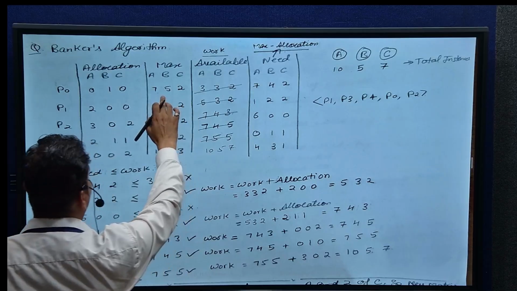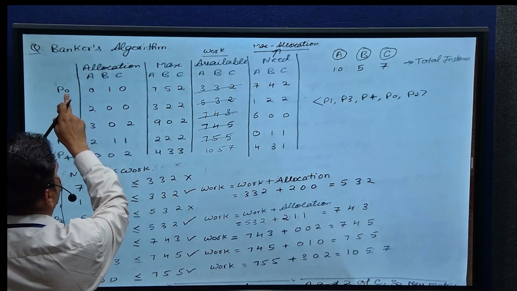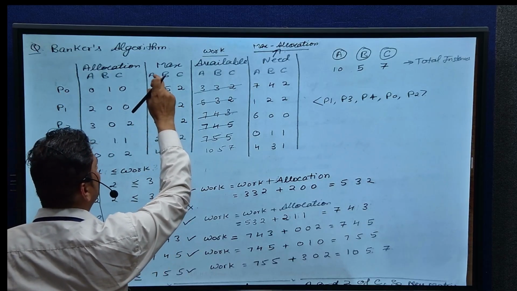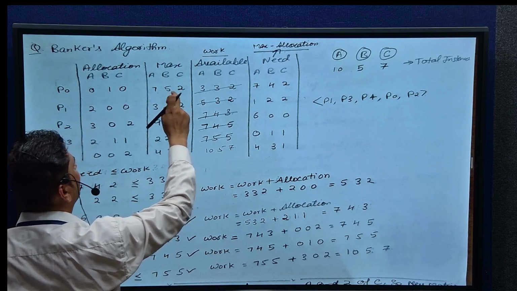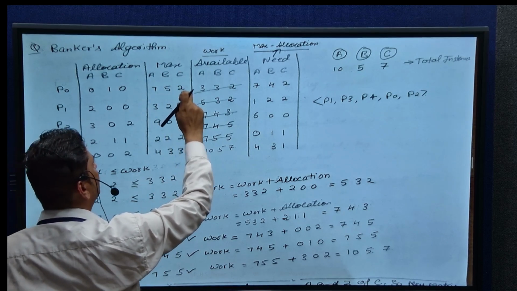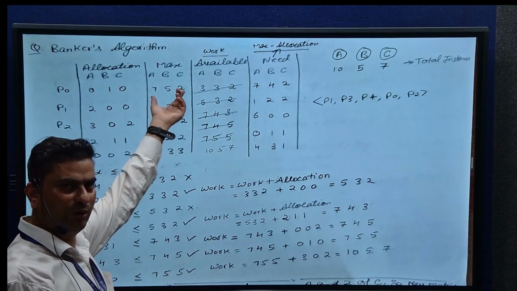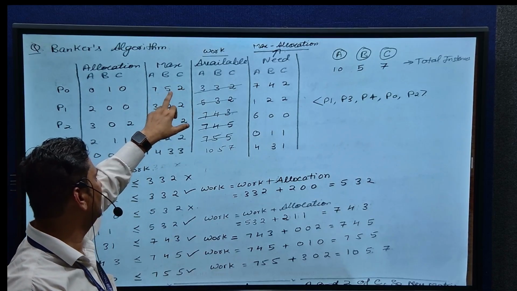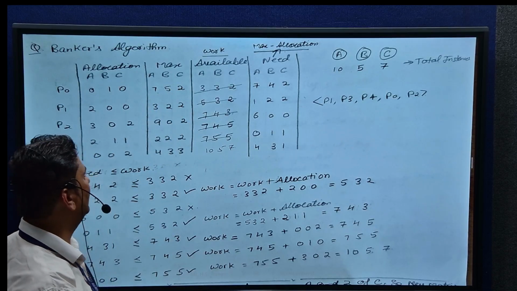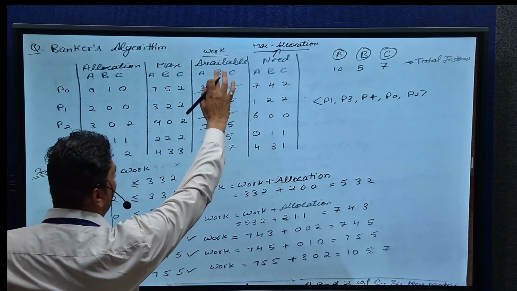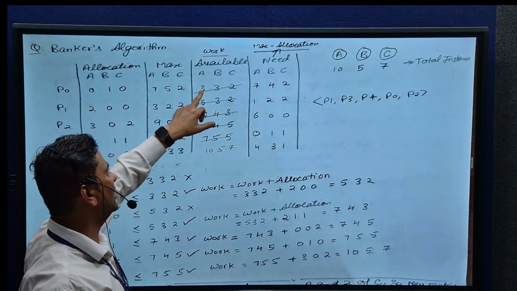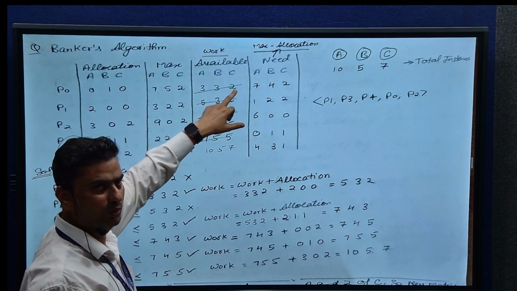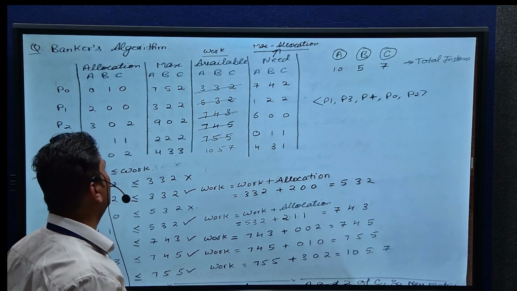So how to read it? P0 needs a maximum of 7 of resource type A, 5 of type B, and 2 of type C. That means for execution it can need 7, 5, 2. Now available at a particular time: the A, B, C type resources available were 3, 3, 2.